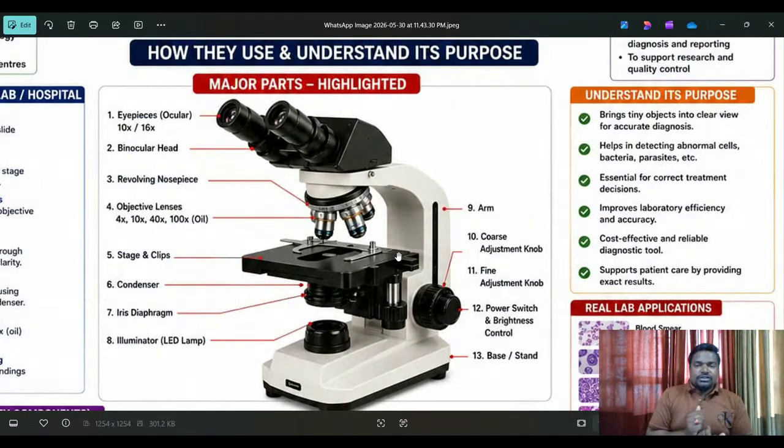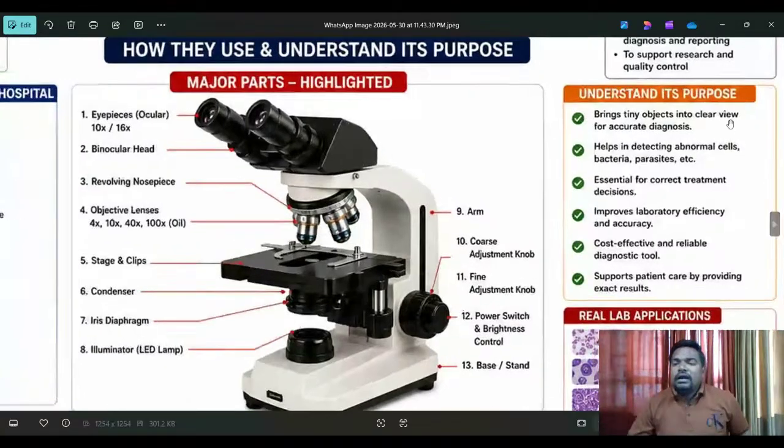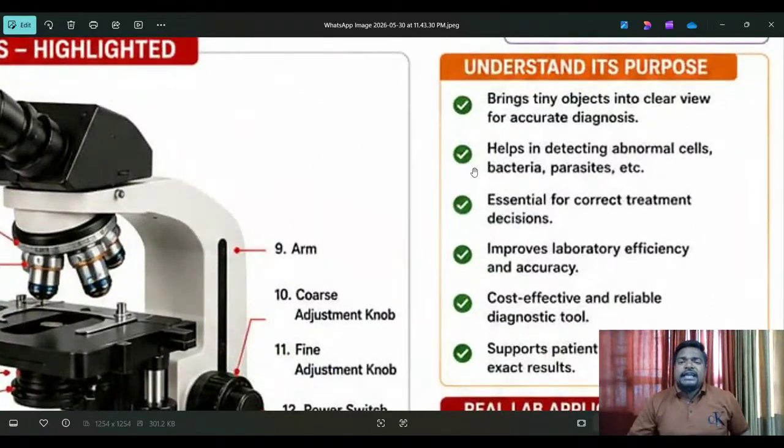Take respect next. And see here, understand its purpose: it brings tiny objects into clear view for accurate diagnosis. Very clearly I'm showing you. It helps in detecting abnormal cells, bacteria, parasites, etc., and it is essential for correct treatment decisions. And see here, this is the most important point, essential for correct treatment decisions.